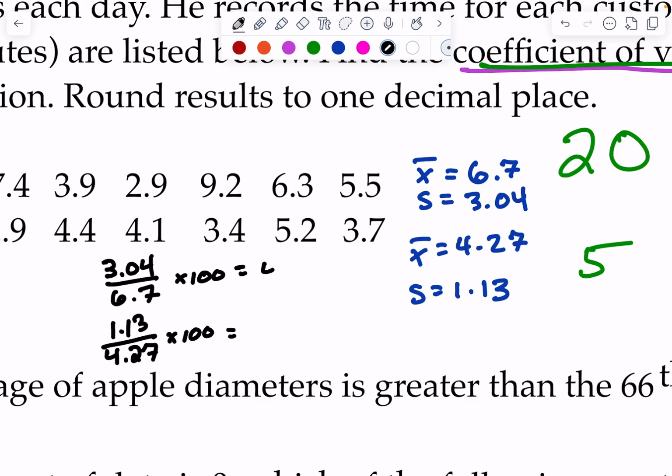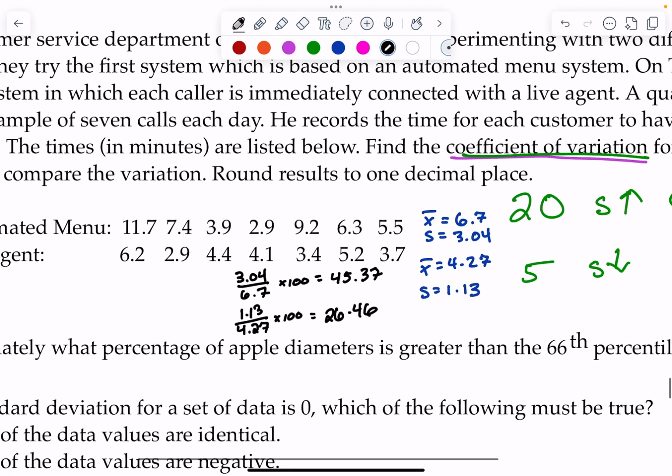26.46 is what I get for that one. Oh, and 45.37 for the other.